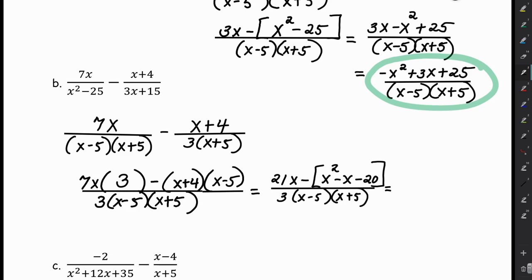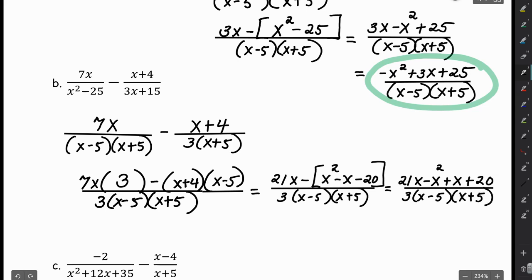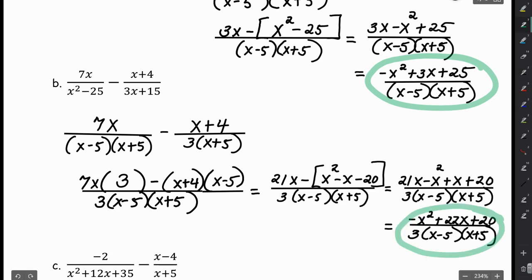Okay, at this point, I'm ready to distribute the negative. Don't rush through the steps. Really take your time and write out each step. And then at this point, we're ready to combine like terms. And that should be your final answer.